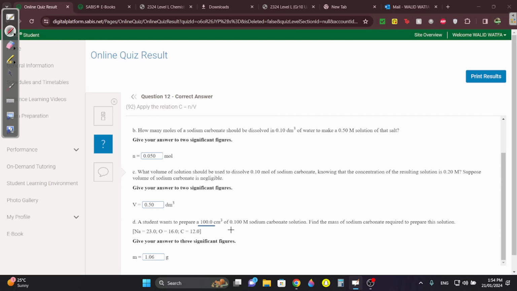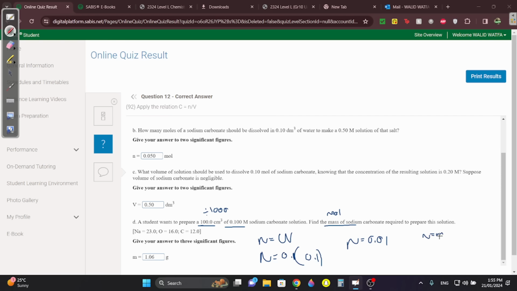A student wants to prepare 100 cm³ of 0.1 molar solution. Find the mass. If we want the mass, it means we need the moles first, right? How do we find the moles? n equals CV. The concentration is 0.1 and the volume is 100 cm³. We need it to be dm³, so we divide by 1000, so it's 0.1. You'll get the moles equals, what's 0.1 times 0.1? 0.01.